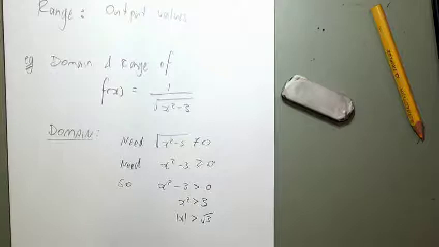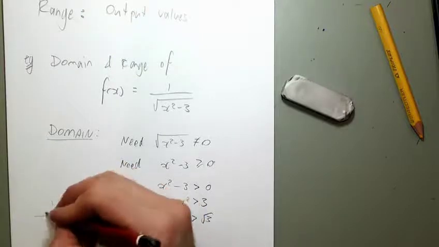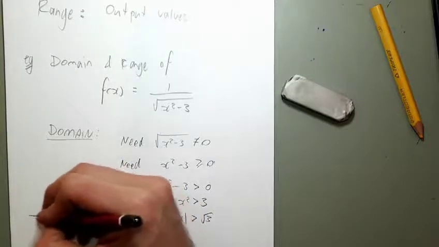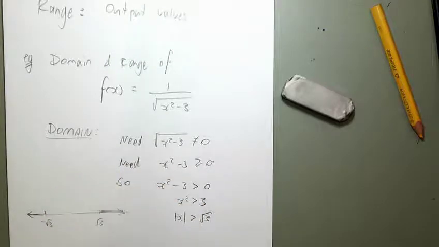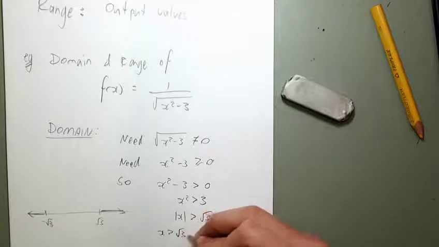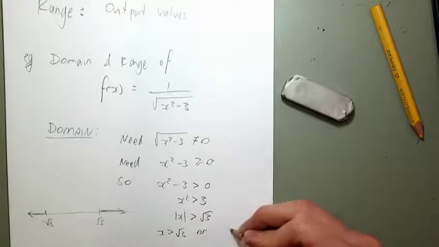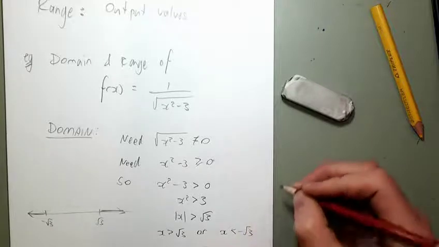Let me just draw a diagram of that. Here is root 3, and all these numbers have a size greater than root 3. But here is minus root 3, and all of these numbers have a size greater than root 3 as well. So when you have an x squared greater than, and you do the square root, you'll get the outside, just here. So x is greater than root 3, or x is less than minus root 3.